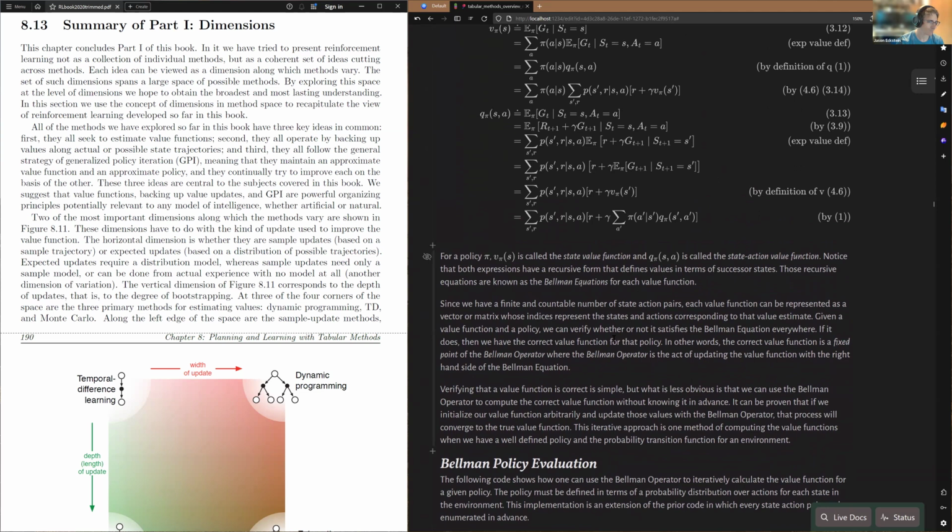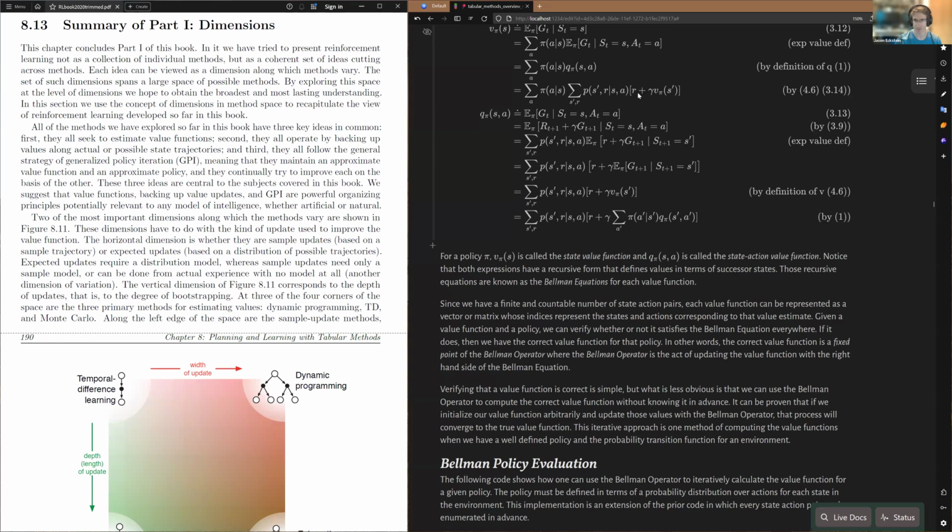But the idea is that if whatever values we have for Q or V satisfy this recursive relationship, then we know that the value function is correct. So we have a way of verifying the value function is correct.